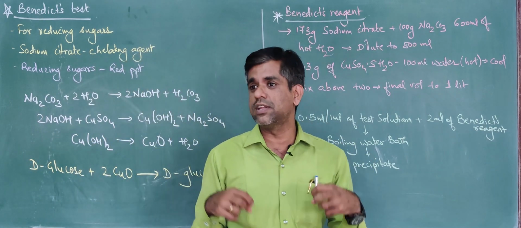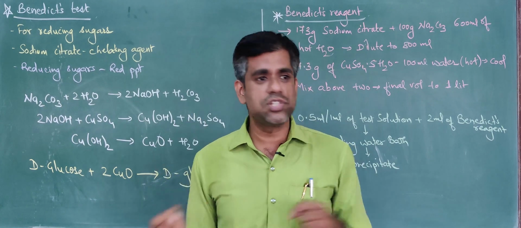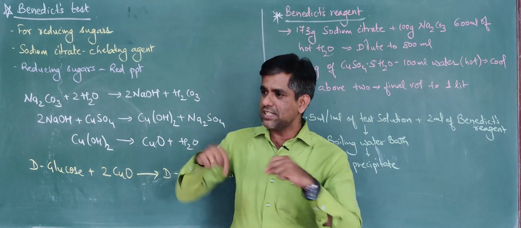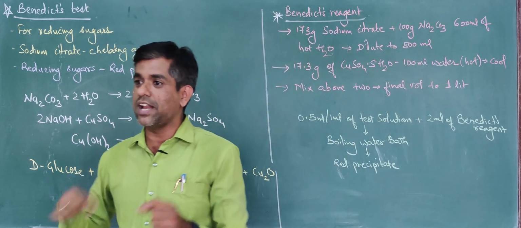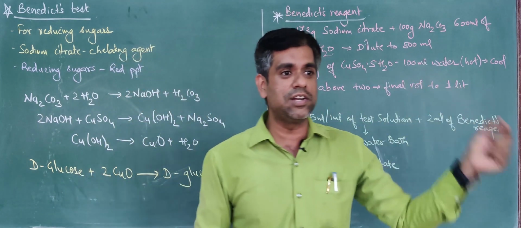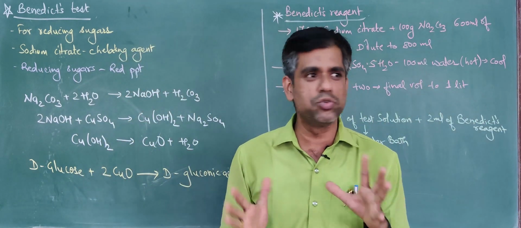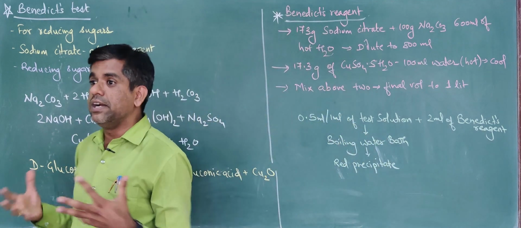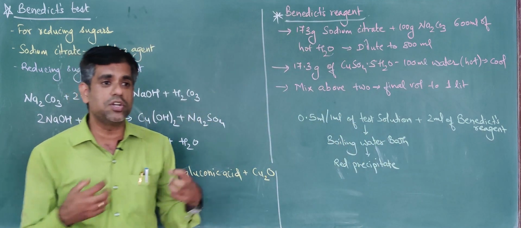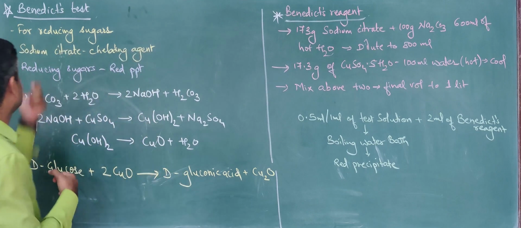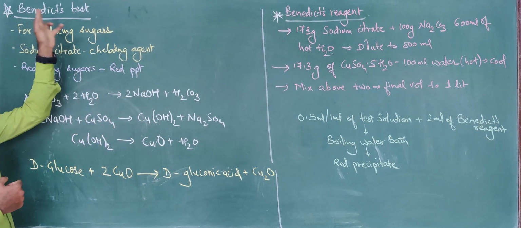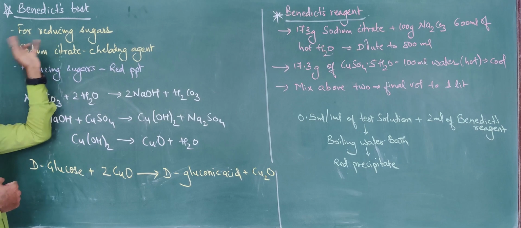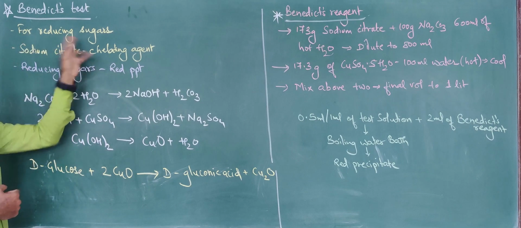You can find out whether the sample contains a reducing sugar or not, and once I know that it contains a reducing sugar, then I can find out how much of that reducing sugar is present. But the reagents used are different. Let us first today talk about the qualitative Benedict's test, which helps us to differentiate the reducing and the non-reducing sugar. So remember, Benedict's test is for detecting the reducing sugar.